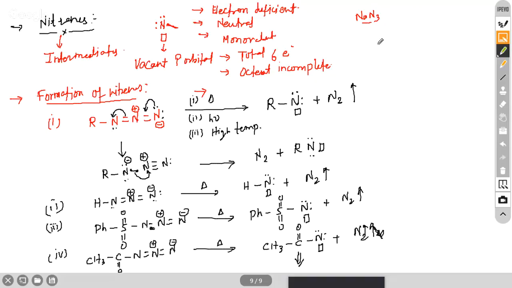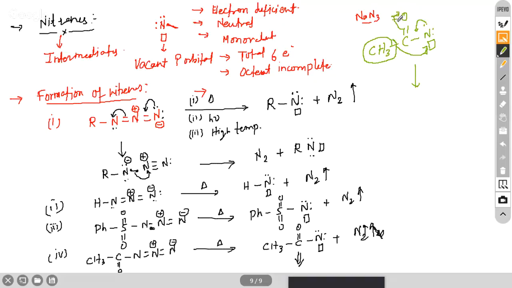Now, what is Wolff rearrangement? CH3, C double bond O, N lone pair on it, and one vacant orbital. Wolff rearrangement means what? This CH3 takes this bond pair from here, and this will migrate onto this nitrogen atom. Okay, because this nitrogen has one vacant p orbital, it can accommodate these two electrons easily over here. And when it migrates over here, this electron pair comes over here.